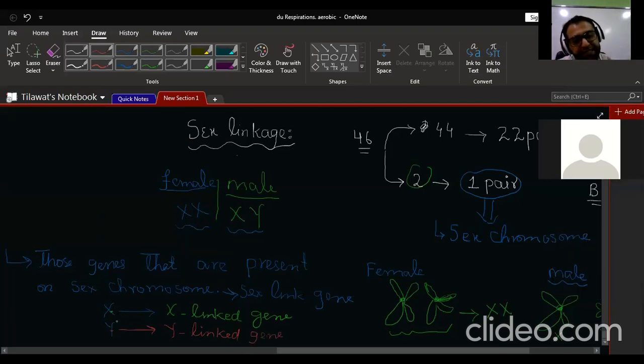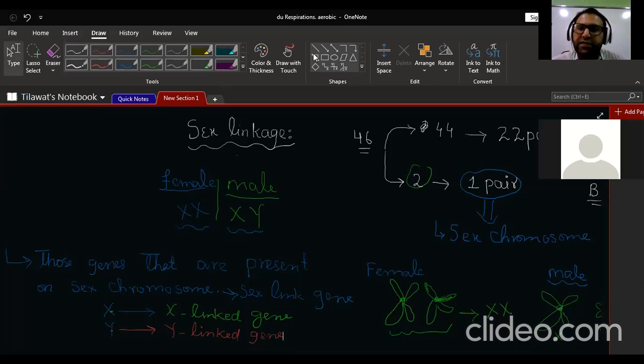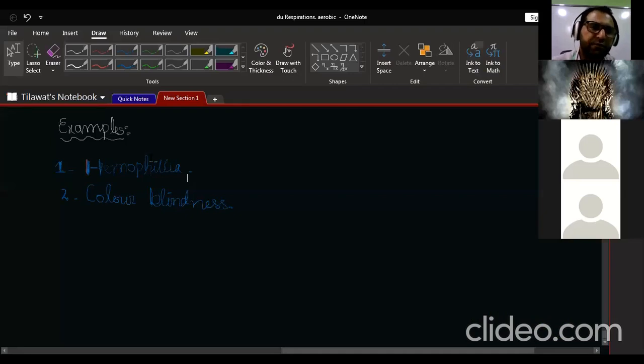Okay, now if this gene is controlling a specific character, it means that character is related with sex. It's a sex-related character. Okay, now as I discussed with you already, these genes control sex-related characters, but they can also control some general body characters. Let's do an example of that. Examples of sex-linked diseases are hemophilia and color blindness.